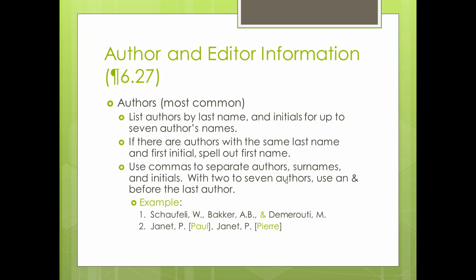For authors and editors, I will review the most commonly encountered rules. For less common applications, please refer to paragraph 6.27 on page 184. When listing authors, invert their names and list them by surname and initials for up to and including 7 authors. If there are authors with the same last name and first initial, spell out the first name. Use commas to separate authors, surnames, and initials. With 2 to 7 authors, use an ampersand before the last author.